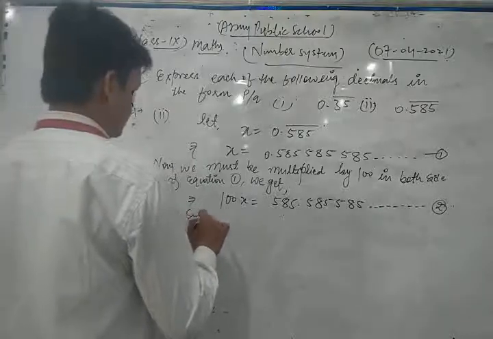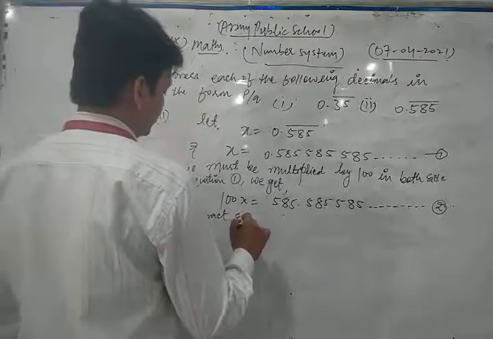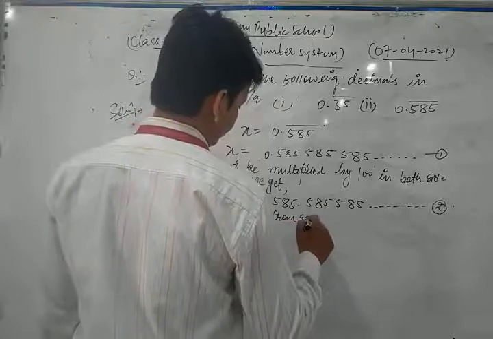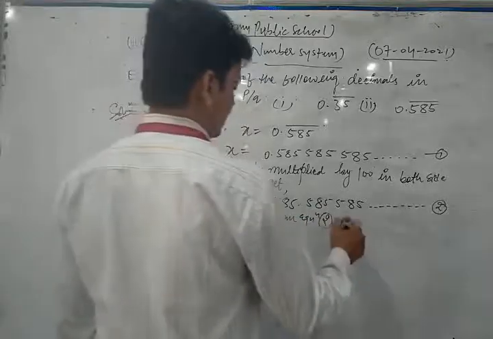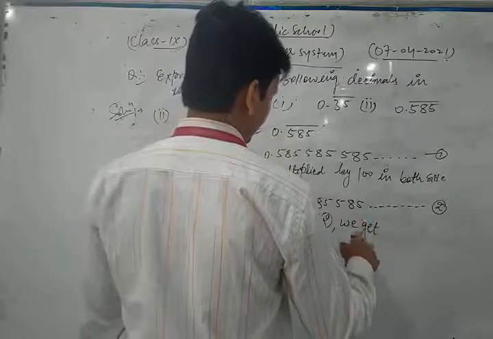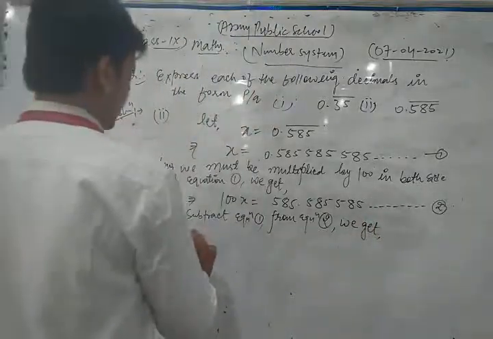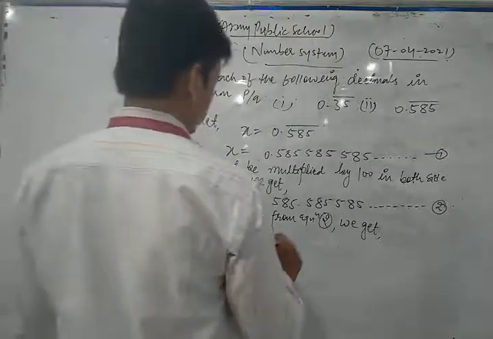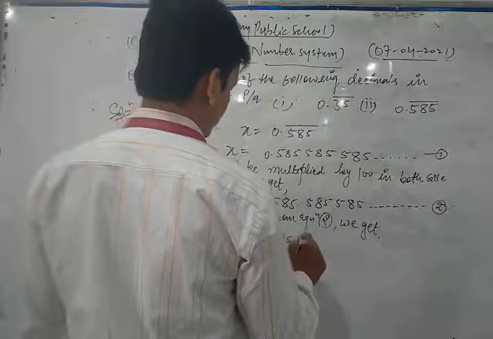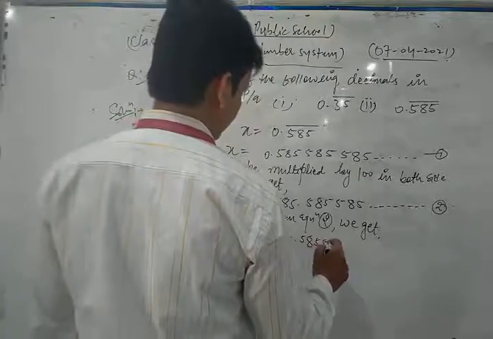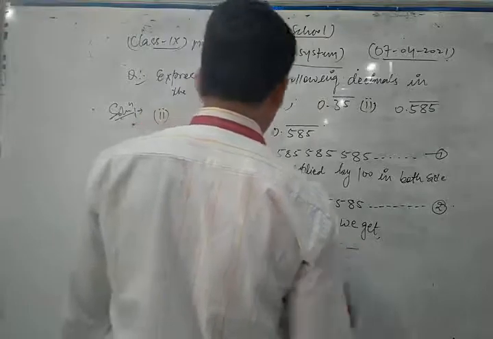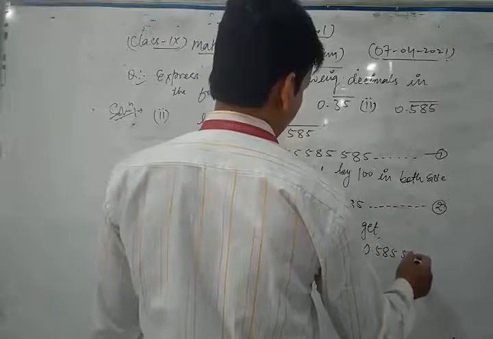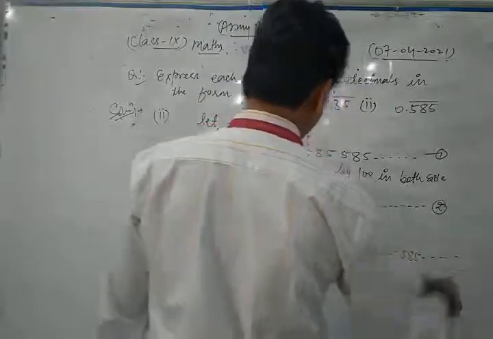Now we subtract equation 1 from equation 2. What do we get? Let's see, this is 100x minus x is equal to 585.585 minus 0.585 and so on. Now what do we get?